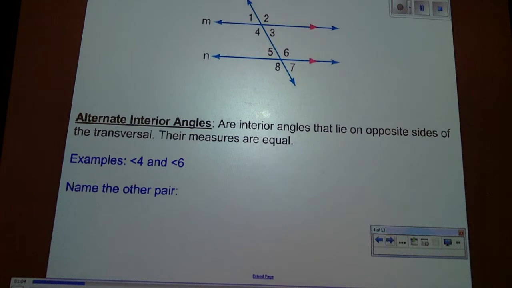Write it down, please. Alternate interior angles are interior angles that lie on opposite sides of the transversal. Their measures are equal. Examples are 4 and 6. Can you name the other pair of alternate interior angles?